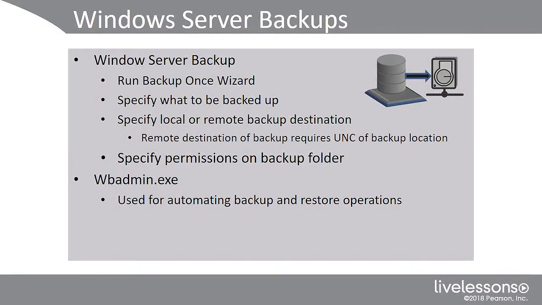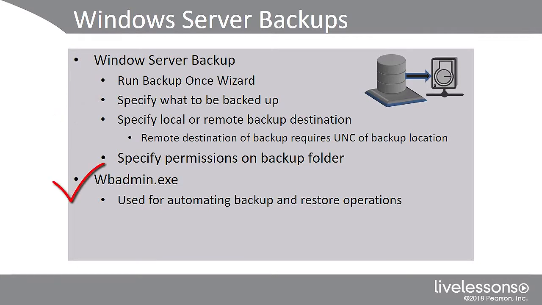Before we kick off a backup, I want to talk a little bit about some of the considerations for that backup. We can use the Windows Server Backup feature that we just installed, which is what we're about to do. We can choose to run the Backup Once wizard, which allows me to perform an immediate backup. We can specify exactly what to be backed up and where that information is going to be backed up to, including a UNC, a Universal Naming Convention, of a backup location. And then we can specify whether the permissions on that backup folder are inherited or not inherited.